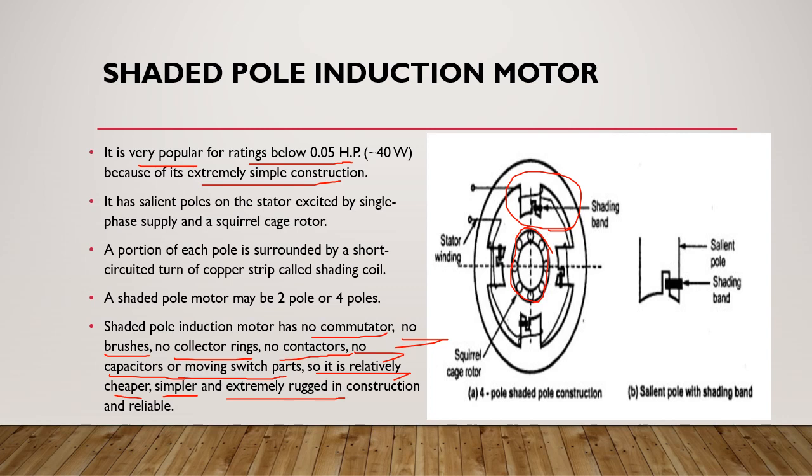Then we can check the salient pole. You see, there are two portions here: the shaded portion and the unshaded portion. This shaded portion is surrounded by a short circuited turn of copper strip. It is called a shading coil. This shaded pole motor may have 2 poles or 4 poles. Here it is 4 pole.